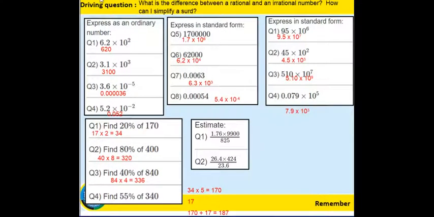Okay, let's try that second question then. So 26.4 rounds to 30. 424 rounds to 400. And 23.6 rounds to 20. That gives me 12,000 over 20.